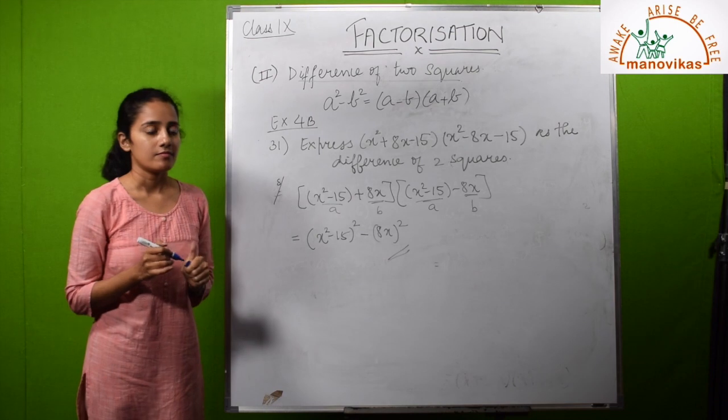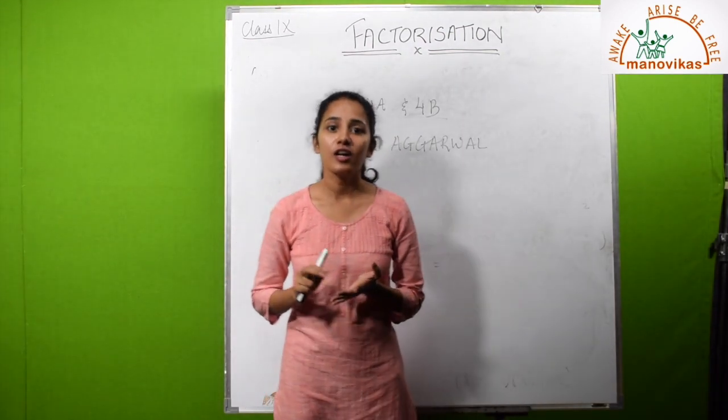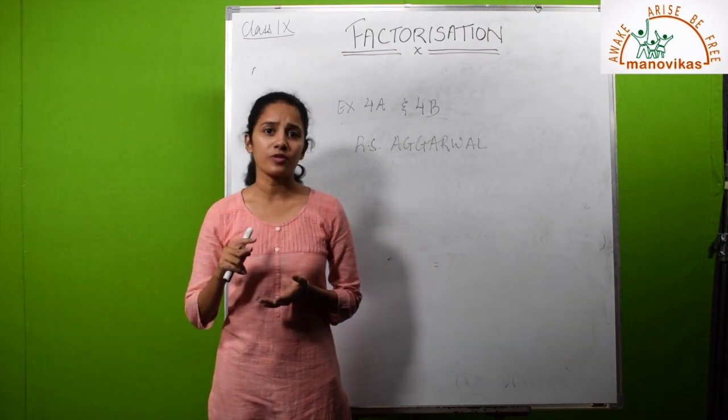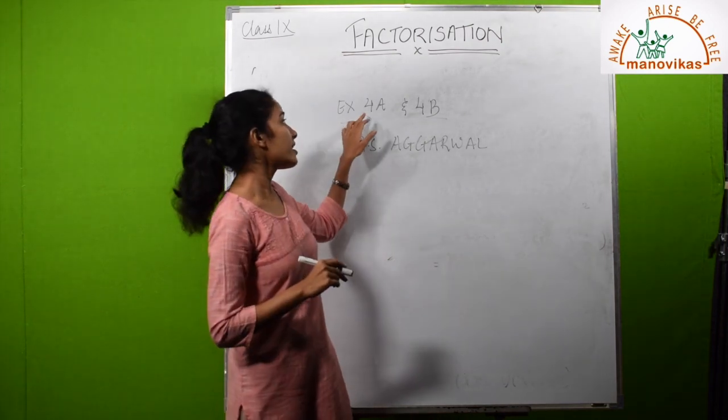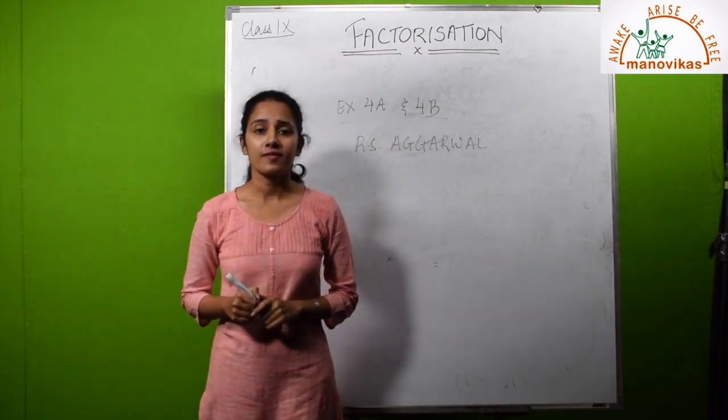That's it. Based on the 3 methods, which were taking out the common factor, grouping, and difference between 2 squares, try to solve exercise problems from exercise 4a and 4b from R.S. Agarwal. Thank you.